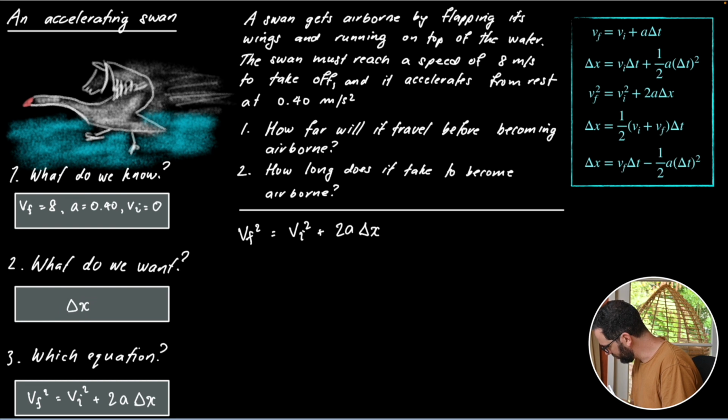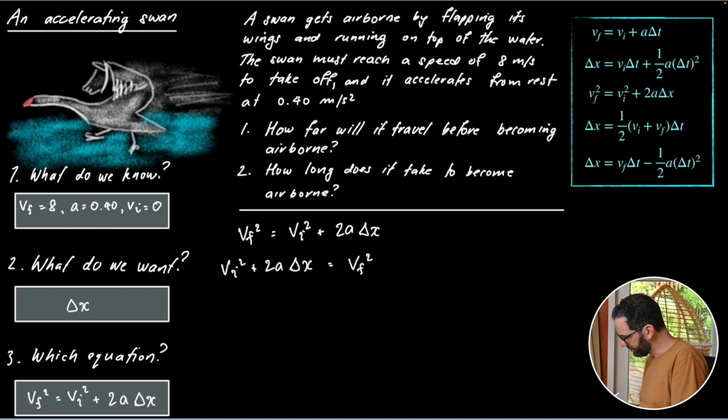So we want to find delta x. I'm just going to switch it up, so it says vi squared plus 2a delta x equals vf squared, same equation, just with the left and right hand sides reversed. The thing I want is delta x, so I'm going to do some operations to this equation to chip away at the pieces that are attached to the delta x until I get it by itself. Remember the golden rule of working with equations: you have to do the same thing to both sides of the equation in order for it to remain true at each step.